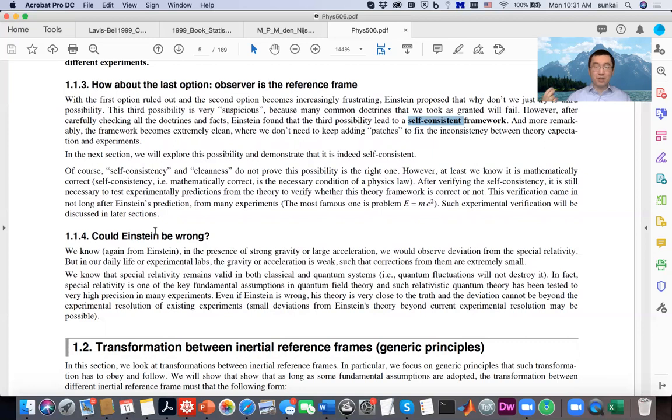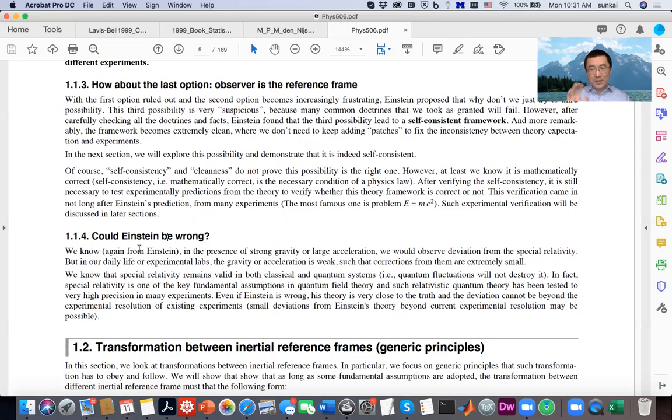Could Einstein be wrong? Could Einstein actually be wrong, and special relativity not be the right theory for our universe? First of all, I want to emphasize that Einstein's special relativity has actually played a fundamental role in modern quantum physics. For example, in quantum field theory in particle physics, Einstein's special relativity is a hidden assumption in all of those theories.